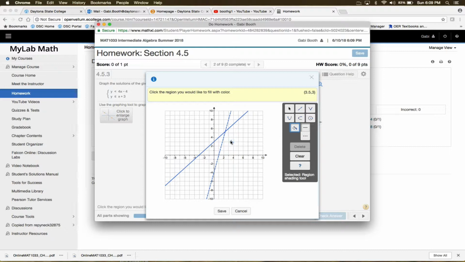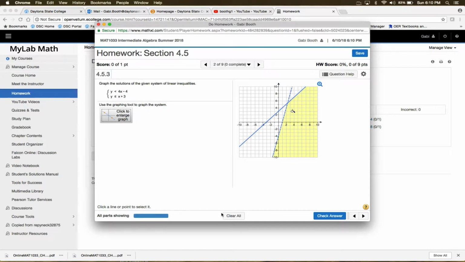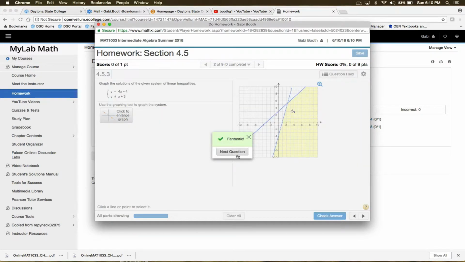So the first one is below, so that would be right here. So that would be this area right here. This is where both have the same shading. Save, check answer, and fantastic, we got this one correct.